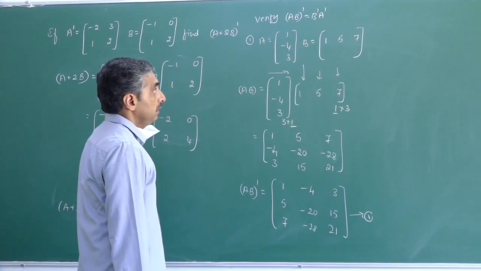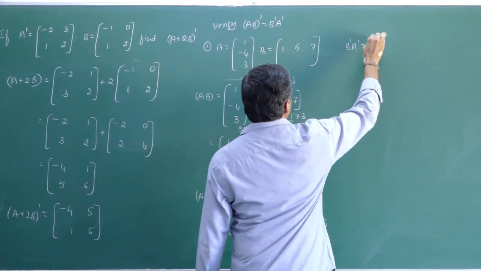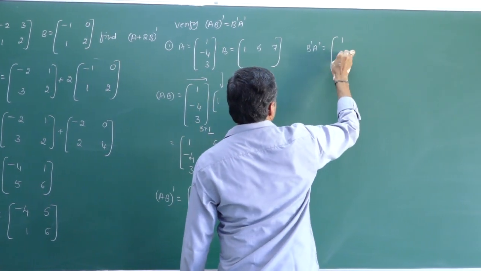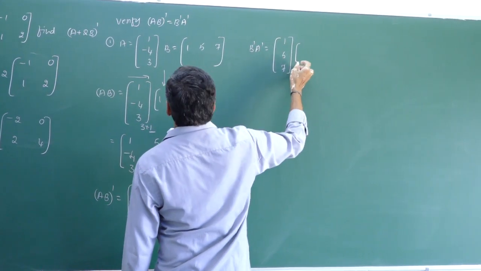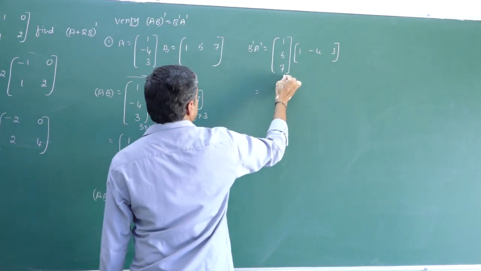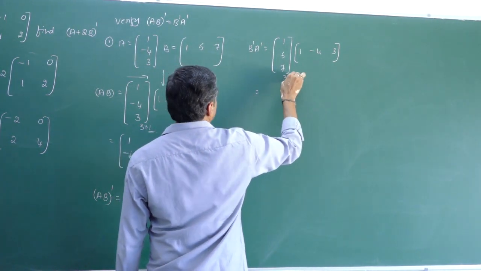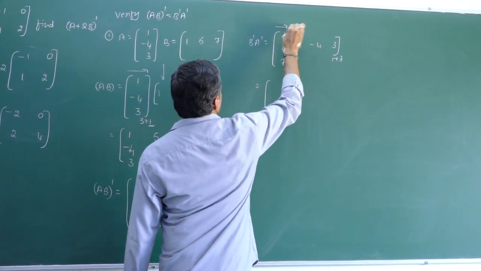First part done. Next, what do I require? B transpose into A transpose. What is B transpose? 1, 5, 7 multiplied by A transpose. Just once again, observe the order here. 3 cross 1 times 1 cross 3, definitely it is possible. Go with this.